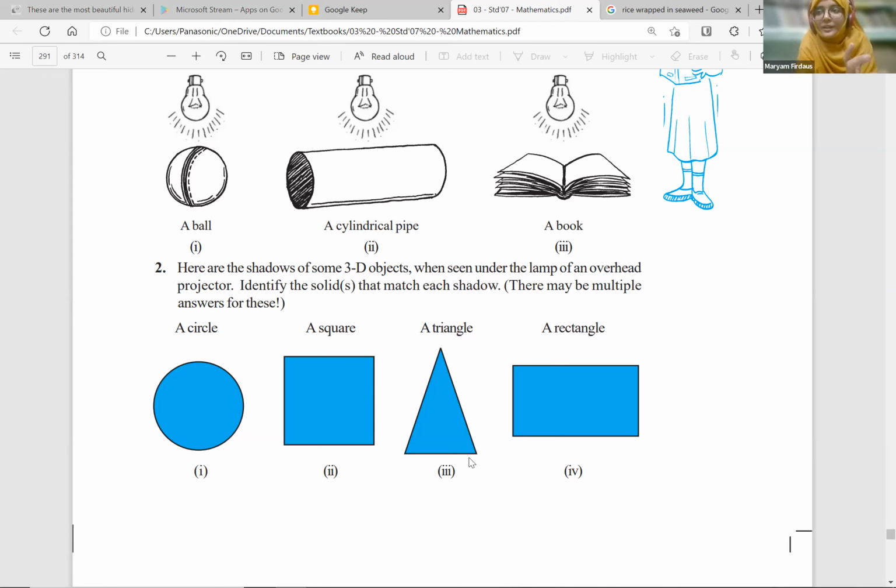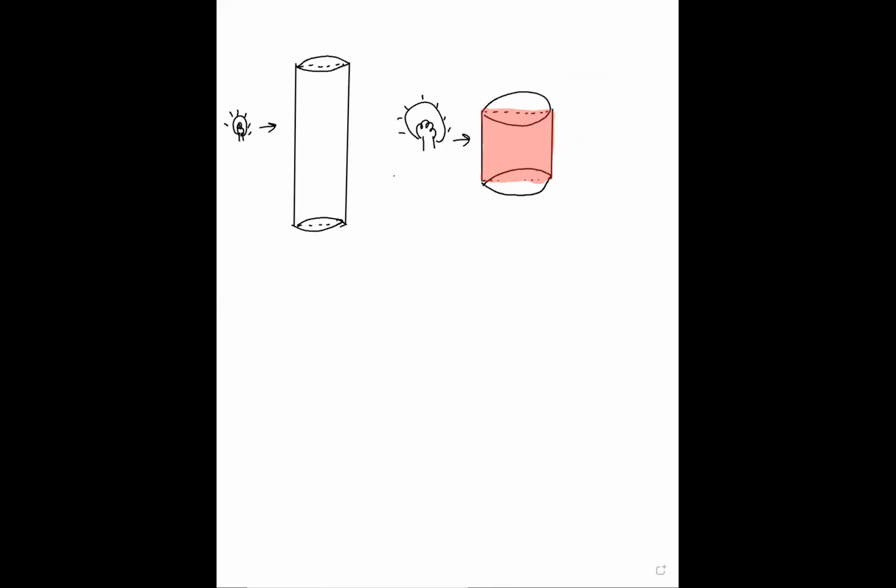Can you think whether a triangular prism can give the shadow of a rectangle? Yeah, I think so. I don't have a prism in front of me, otherwise I would have shown you. Okay, wait. Can you give me 1 minute? I'll be back. Okay.